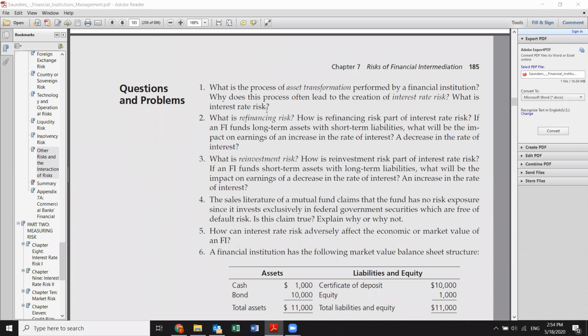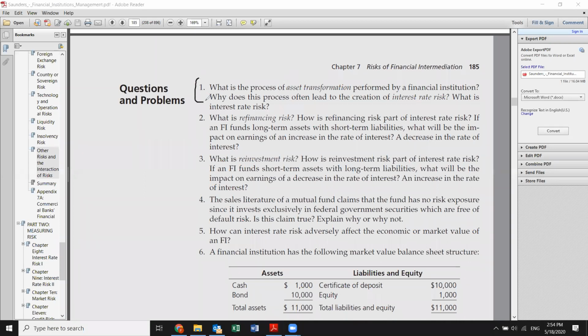So today we're going to proceed with the questions and problems at the end of the chapter. You can see we have already covered the chapter on risk of financial intermediation. We just went through all of the risks that may face a financial institution during its day-to-day activities. So we're going to proceed starting with question 1 and so on. If you don't have any questions, I shall start then.